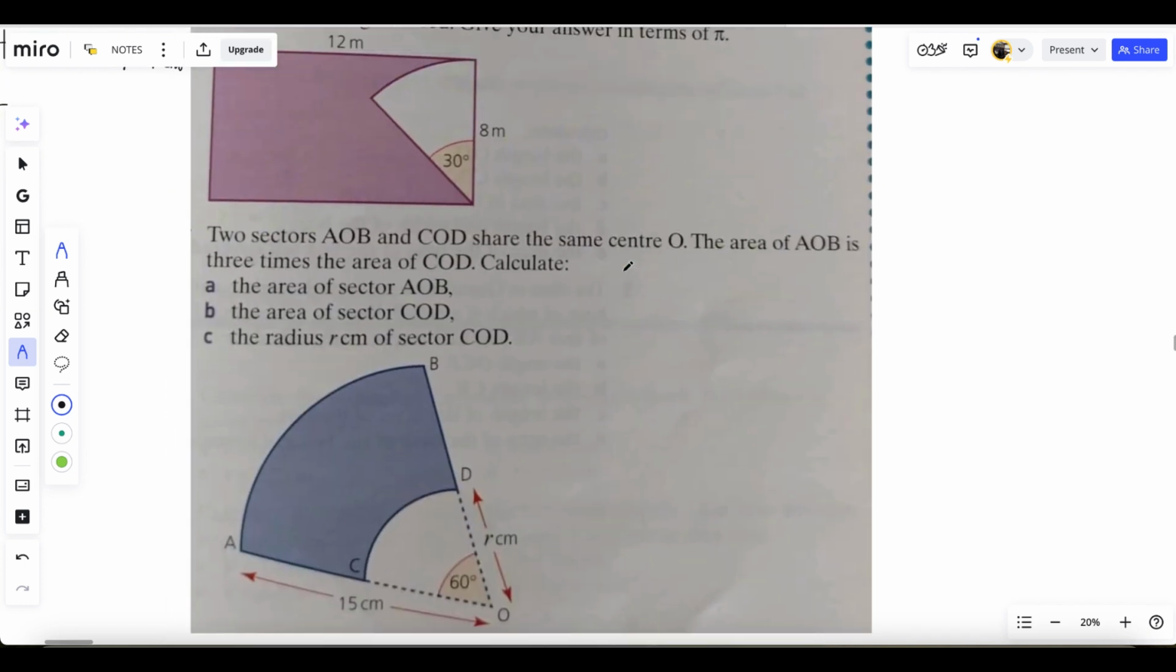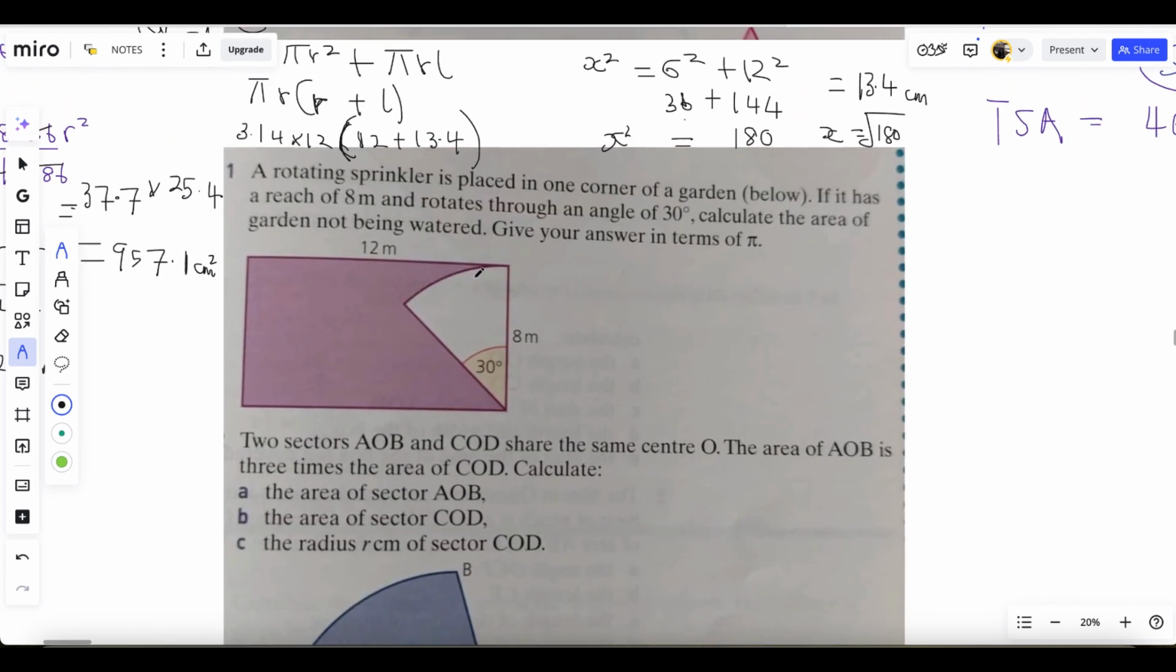So the first question for this section, part 2, says: a rotating sprinkler is placed in one corner of a garden. If it has a reach of 8 meters and rotates through an angle of 30 degrees, calculate the area of the garden that is not watered. Give your answer in terms of pi.